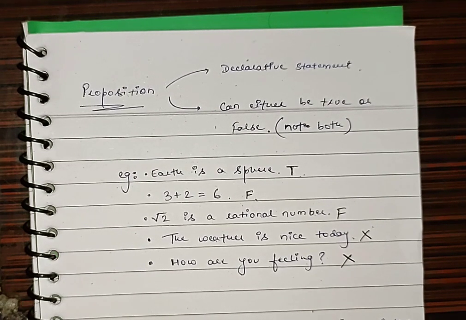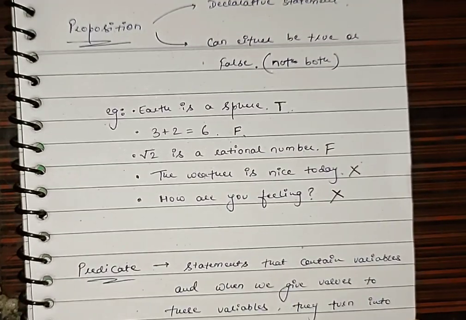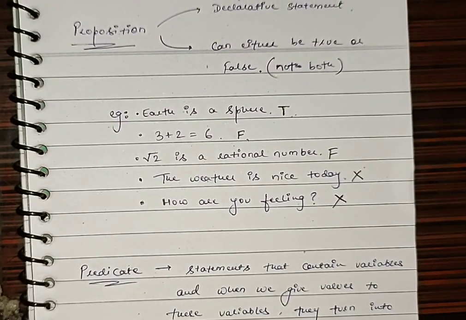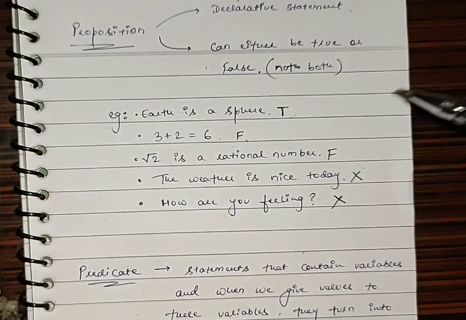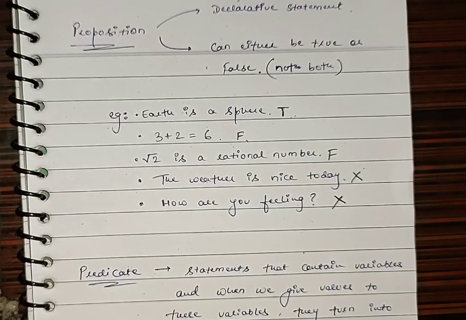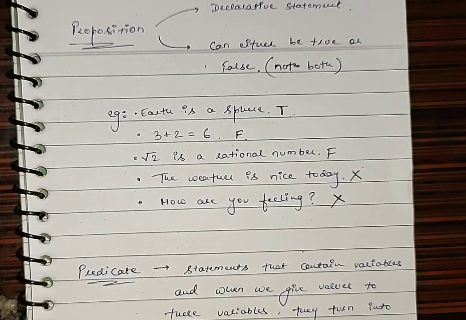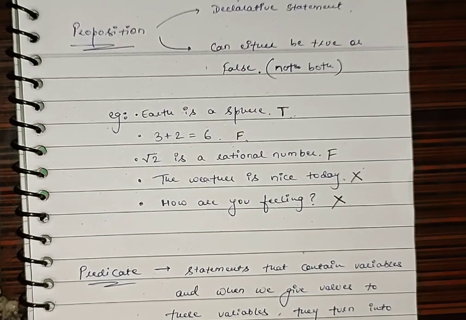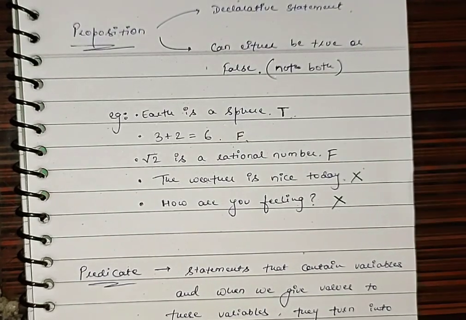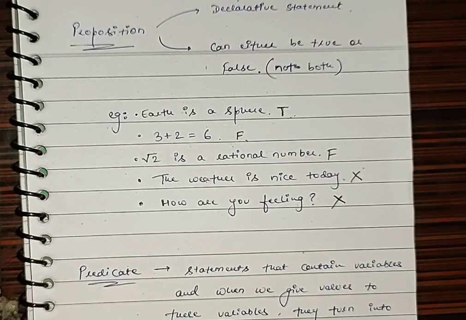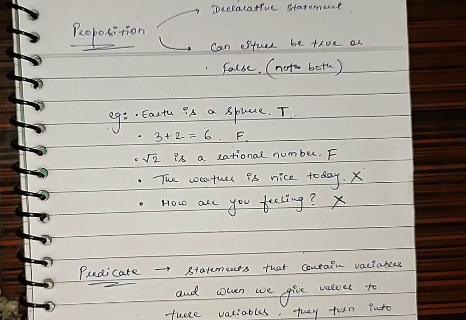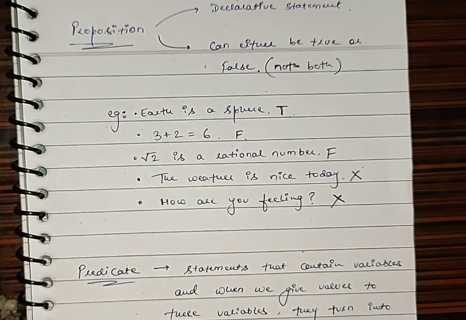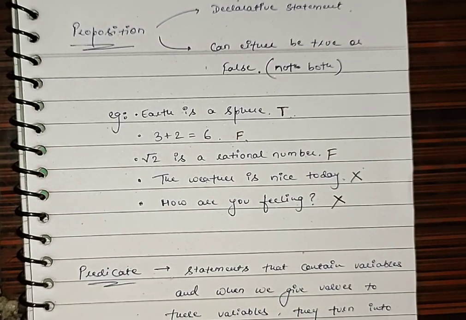Now if we see some examples, the first example is Earth is a sphere. Since this is a universal fact and indeed Earth is a sphere, we would be assigning truth value T to it. 3 plus 2 equals 6. This statement is incorrect because we know that 3 plus 2 is equal to 5. So we would be assigning truth value F to it because it is false. Root 2 is a rational number. This statement is again incorrect because root 2 is an irrational number. So we will be assigning truth value F to it because it is false again.